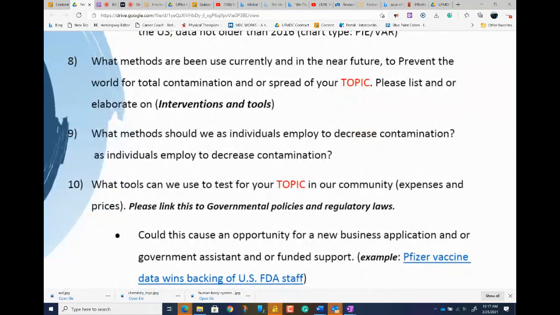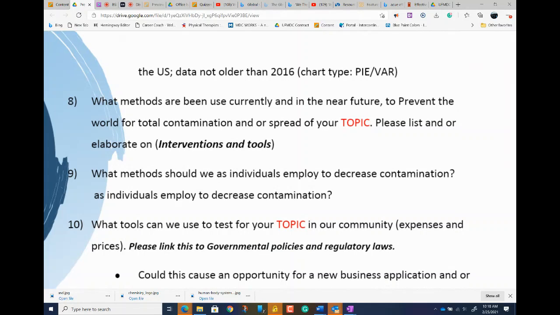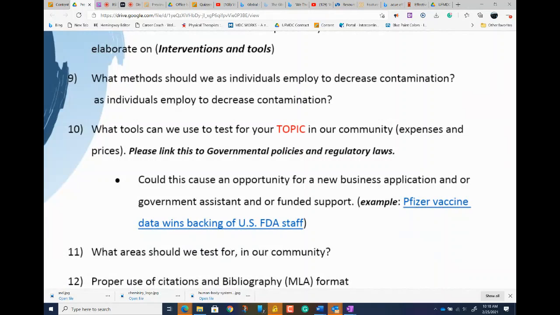So what methods are being used currently and in the near future to prevent worldwide contamination and spread? Maybe your topic does it. Maybe the drug can contaminate it. Maybe there's a chemical product in the drug that can contaminate it. If you're talking about pollution, water quality, petroleum, electricity, there are different things for this. And of course, if it does not apply, then you don't have to answer that one, okay? So what methods should we as individuals employ to decrease contamination?